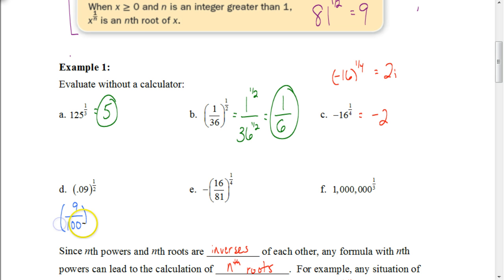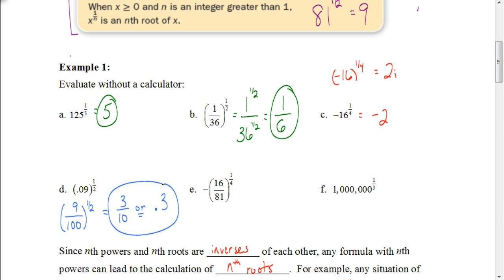And then the 9 over 100, we're going to raise that to the 1/2 power, meaning we're going to take the square root of 9 over 100. Very similar to what we did in part B, the square root of 9 is 3, and the square root of 100 is 10. So my answer would be 3/10, or if you wanted to put it as a decimal, it would be 0.3, not 0.03, 0.3. So either of those would be your correct answer for letter D.